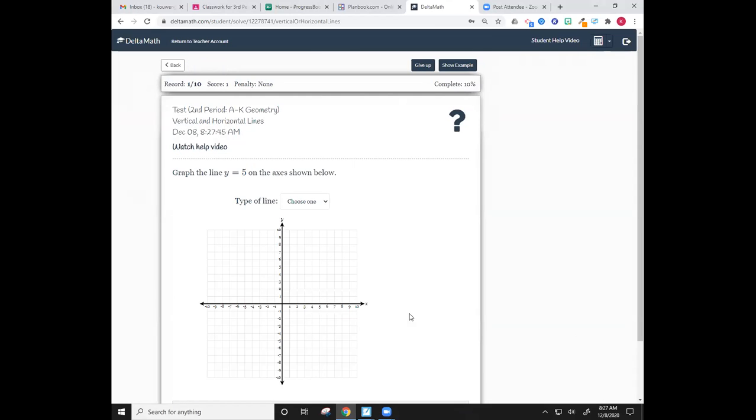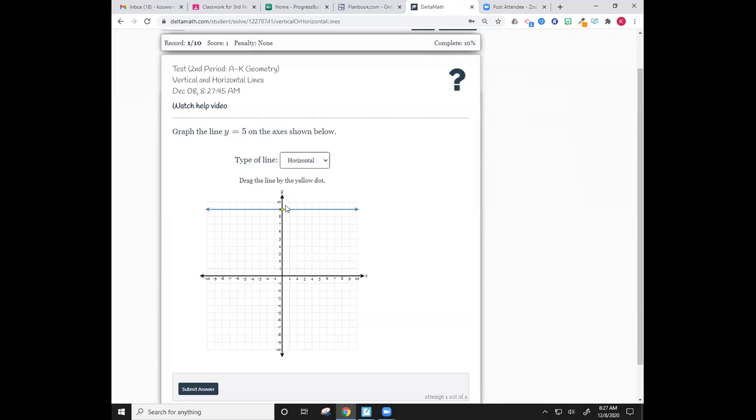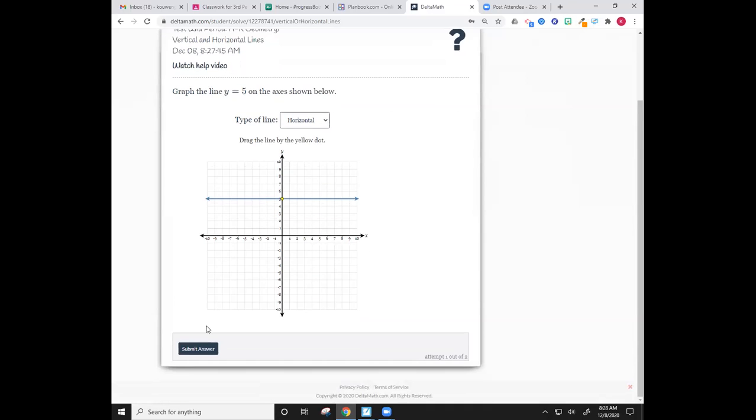There are some of them that also look like this. It says graph the line y equals 5. So you have to start with what kind of line is it going to be? Because it's y equals, it's going to be a horizontal line. So this horizontal line is going to come up on your screen. Okay, so you have to drag that yellow dot to where you want it to be. So if y equals 5, I need to drag it to be a 5. Okay, and then you hit submit.